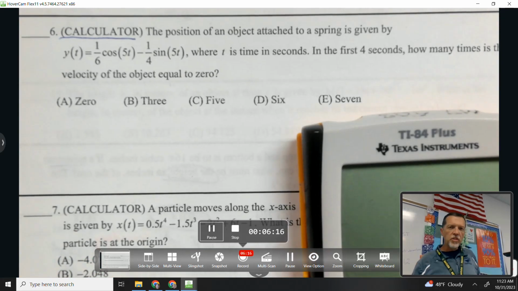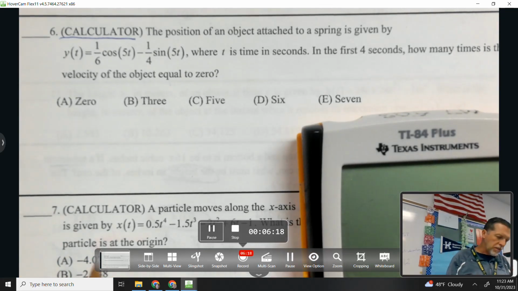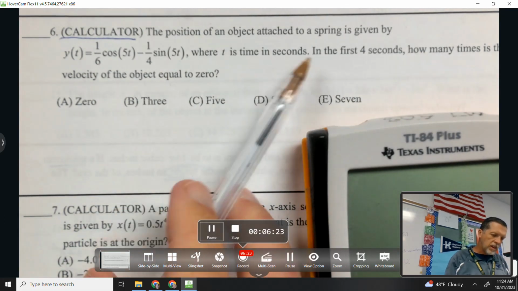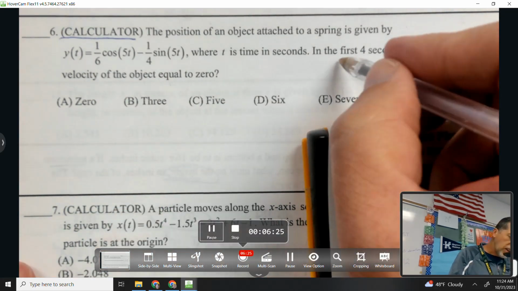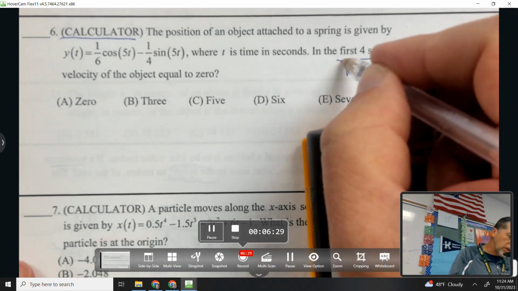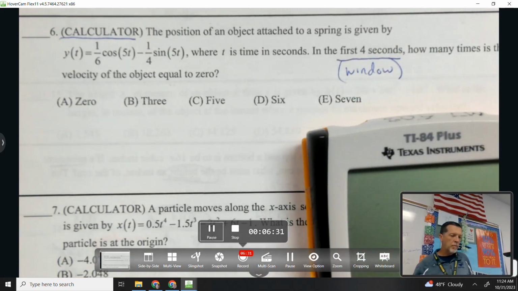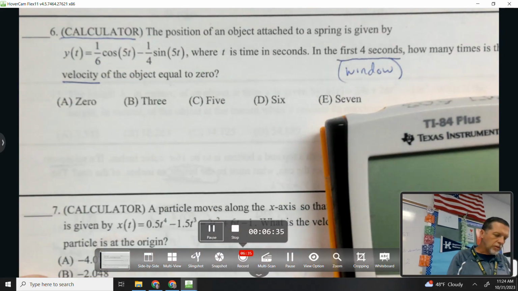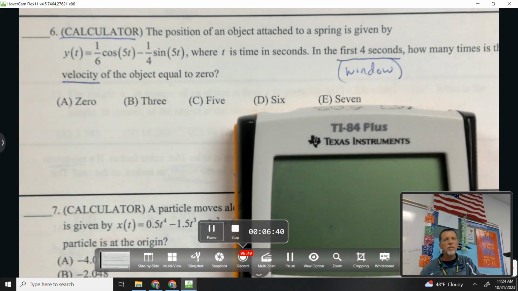The position of an object attached to a spring is given by that thing. T is time in seconds. In the first 4 seconds, so that's sort of information about the window I want to look at. How many times is the velocity equal to 0?